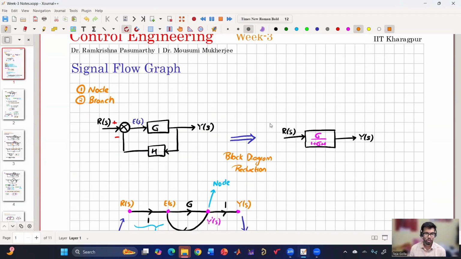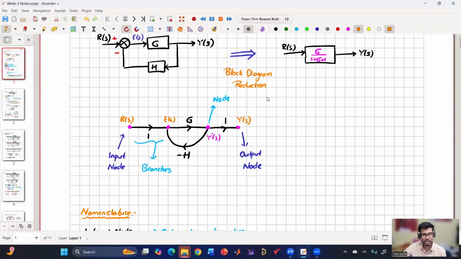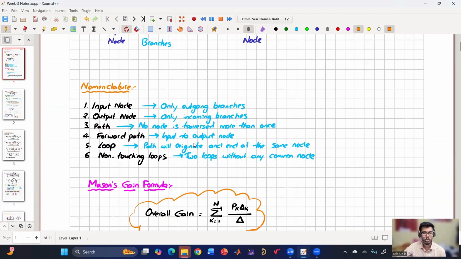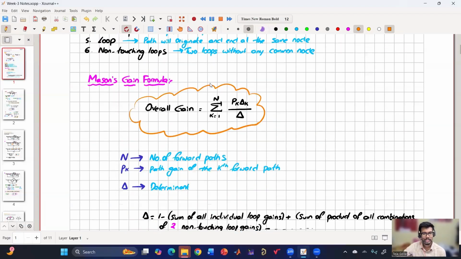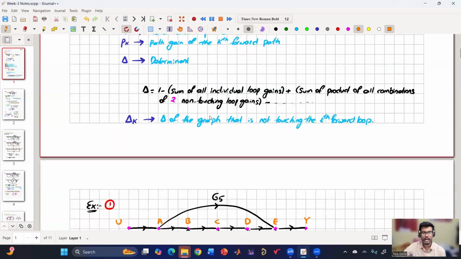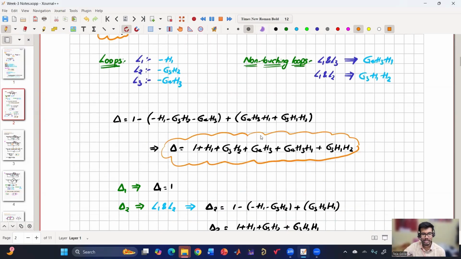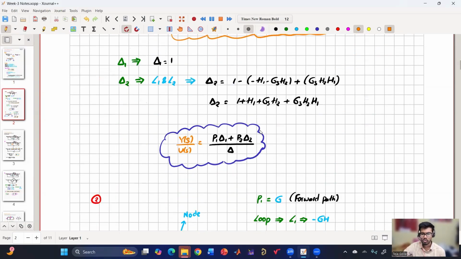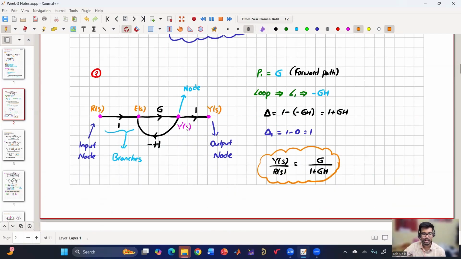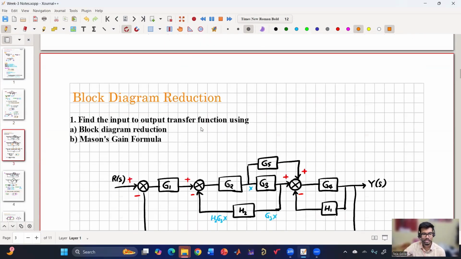We have understood what is node and branch, and then we have understood how to convert a given block diagram into signal flow graph. Then we have understood the nomenclature in Mason's gain formula, which is input node, output node, path, forward path, loop, and non-touching loops. Then we have understood Mason's gain formula, and we have considered one problem where we have discussed forward paths, loops, non-touching loops, and how to calculate delta, Pk, delta k, and apply Mason's gain formula to get an overall understanding. Similarly, we have done the same for the unity feedback system.